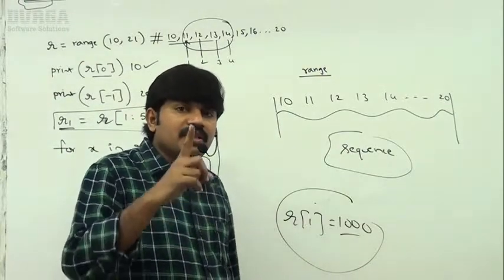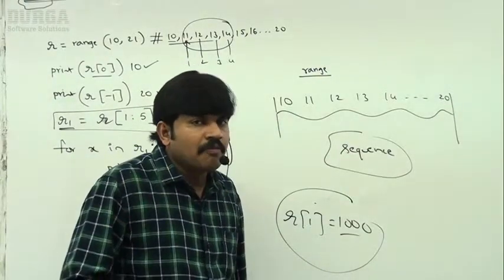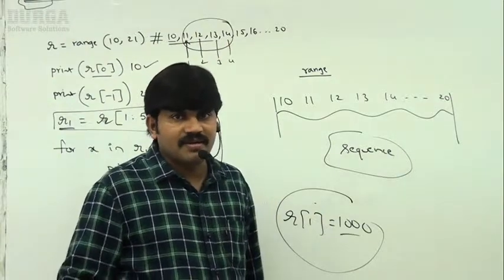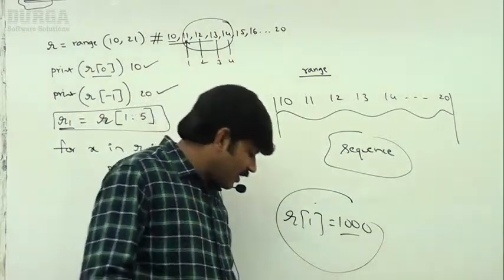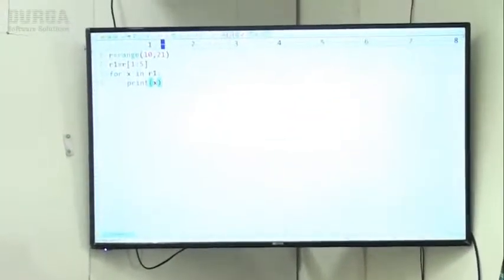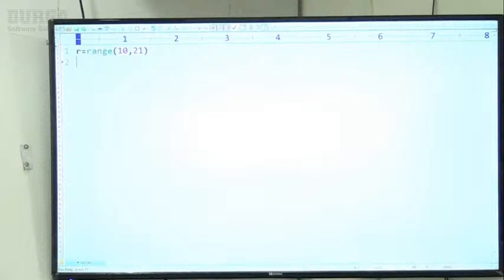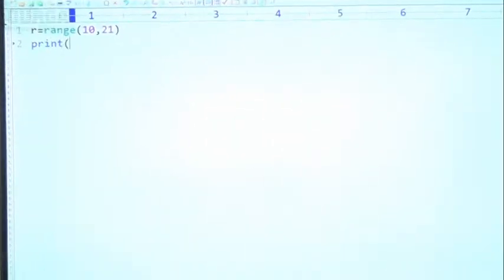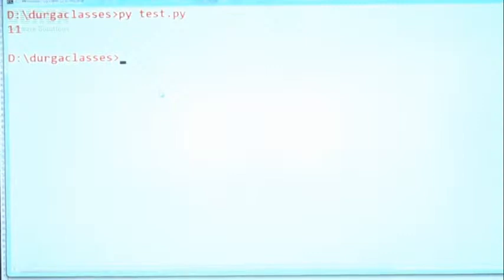If you are trying to change the content, the Python virtual machine will give an error. Observe carefully. Let me cross check. Here my R is range(10, 21). Print of R of 1. What output are we going to get? The value is 11. R of 1 means 11.